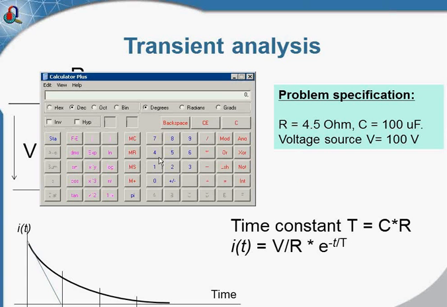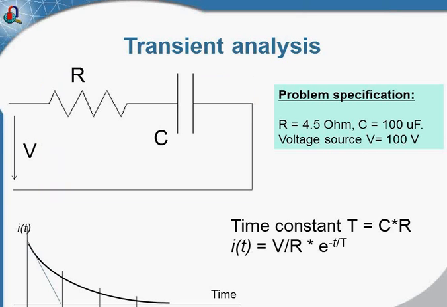So the time constant for this circuit is resistance multiplied by the capacitance. It is 450 microseconds. For transient analysis, we should specify the integration time step and the final time step. So we will keep in mind this time constant value, 3 time constant values, when we will specify the time integration parameters.